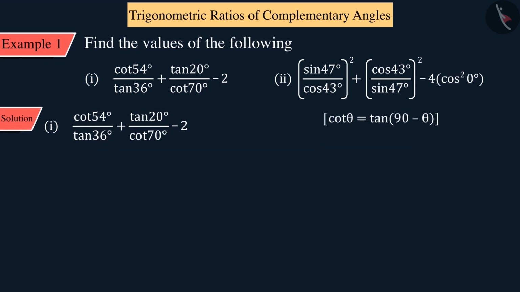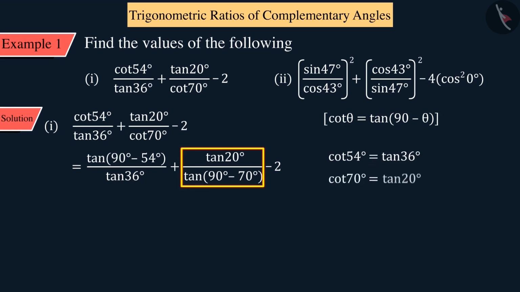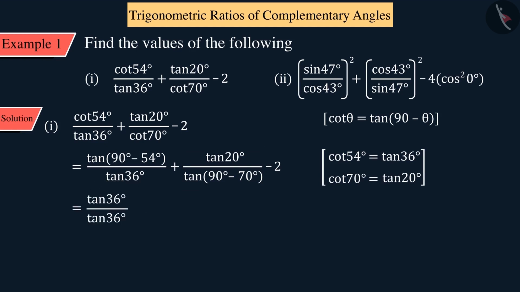Here, we change cot theta to tan(90 minus theta) as per our convenience. So, the first term of the expression, cot 54 degrees, is written as tan(90 degrees minus 54 degrees), which gives us cot 54 equal to tan 36 degrees. And similarly, in the second term, cot 70 degrees equals tan 20 degrees. On solving this, we get tan 36 degrees upon tan 36 degrees and tan 20 degrees upon tan 20 degrees respectively in the first and second terms, which, on further solving, gives the value of the given expression as 0.